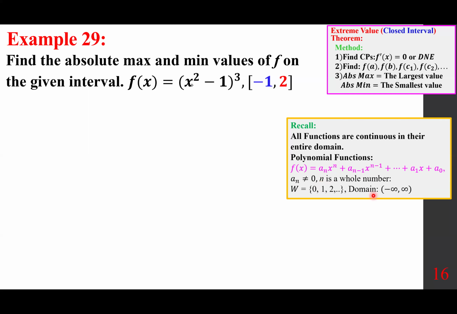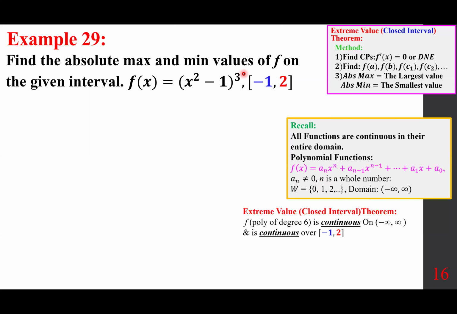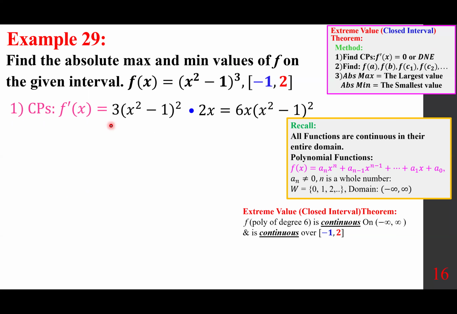So what you're looking at is a polynomial of degree 2 times 3, and it is continuous from negative to positive infinity, which makes it continuous in the given interval of negative 1 to 2. And because it's a closed interval and it's continuous, now we can use the extreme value theorem. And number one, we are going to find the critical points. So let's go with f prime of x. 3 times (x squared minus 1) squared times the derivative of the inside, 2x. Put these two together. That is f prime.